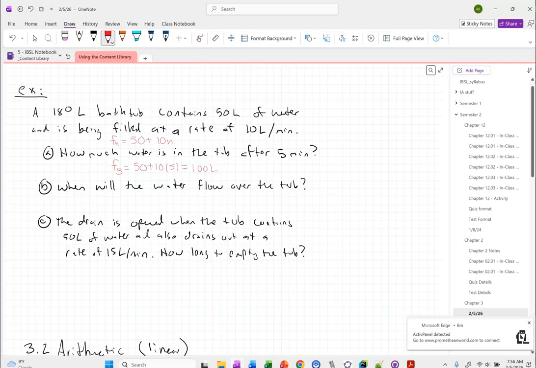When will the water overflow the tub? How much water can the tub contain? 180. So that's my term value. So I have this, right? And then I can solve for n. I'm not going to show the algebra there. So how would I answer this question now?